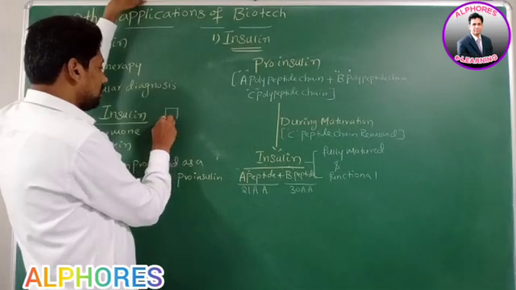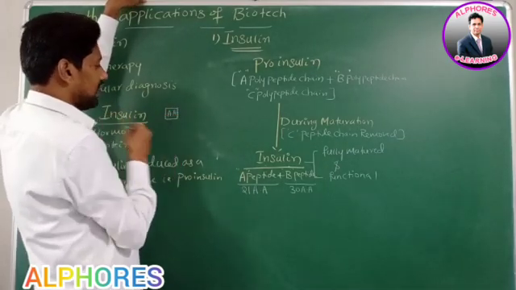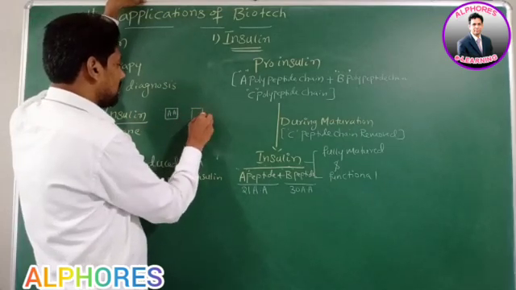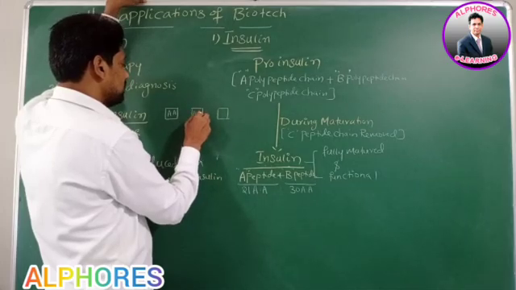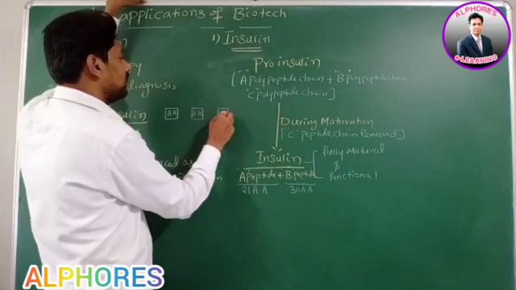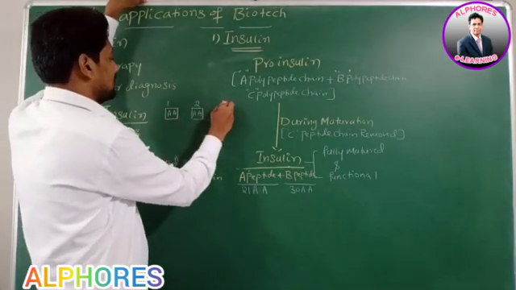For example, this is an amino acid. This is another amino acid. Therefore, in this diagram, how many amino acids are there? 1, 2, 3. Three amino acids are present.